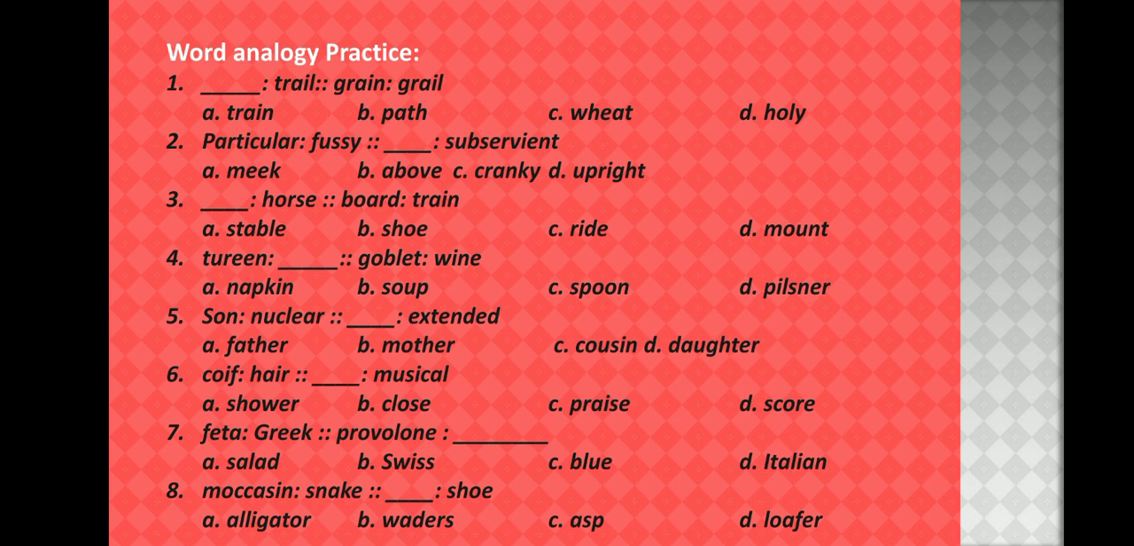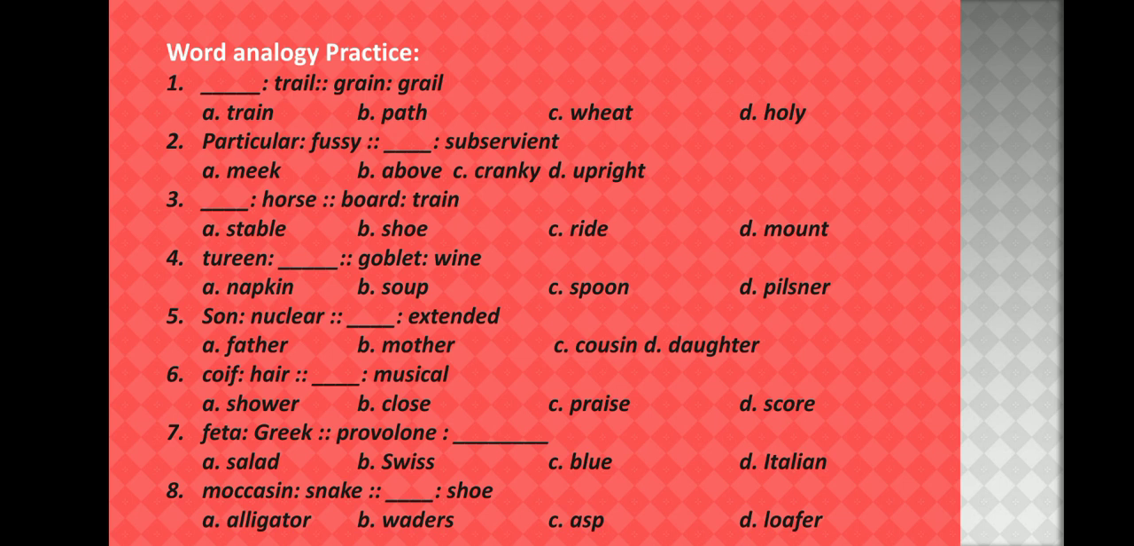Number 3, dash, horse, board, train. What is the right answer? Right answer is mount. Mount, horse, board, train. To mount means to get on a horse, and board means to get on a train. Just here we are not moving. Don't pick ride as the answer, because riding is nothing but running or moving the horse.